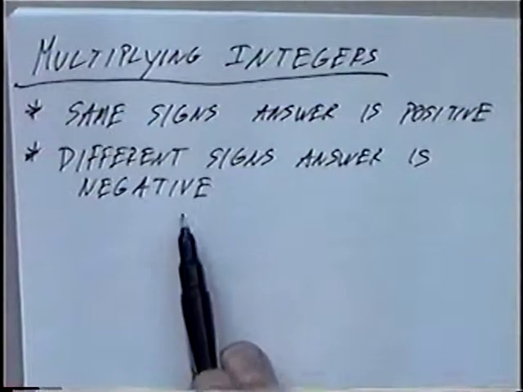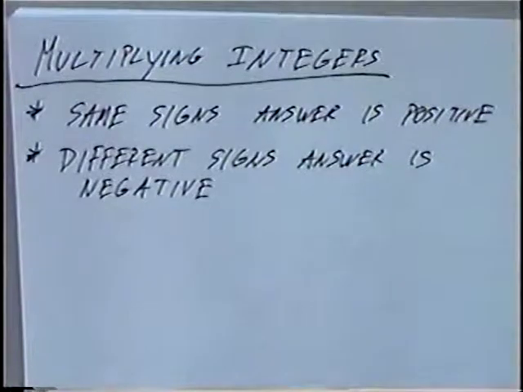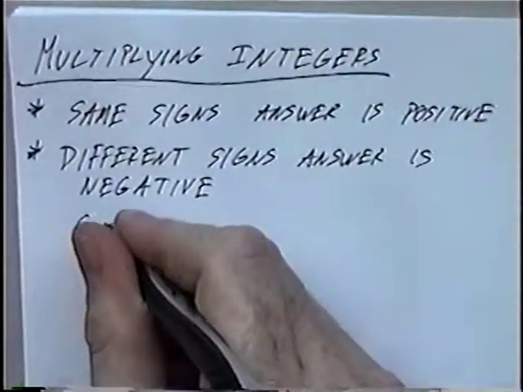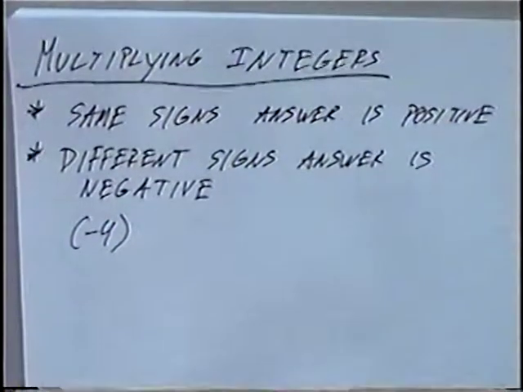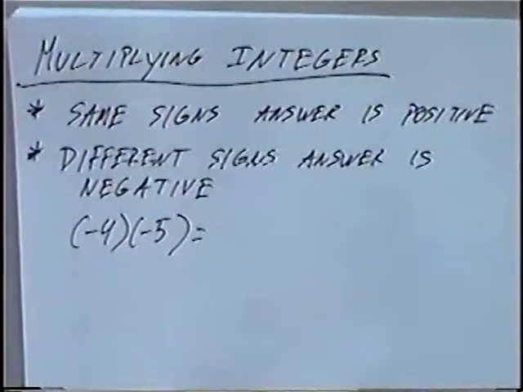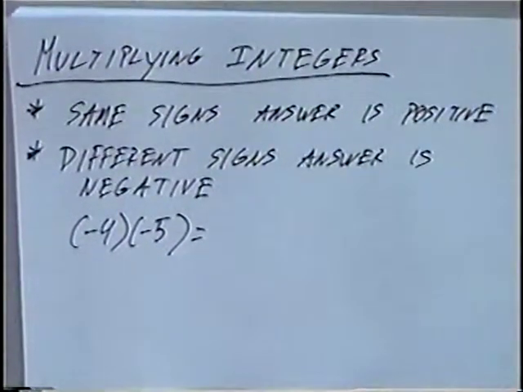When you multiply, the answer will be negative. Questions for this section? First problem in parentheses, -4, and in a second parentheses, -5. So this problem is -4 times -5.